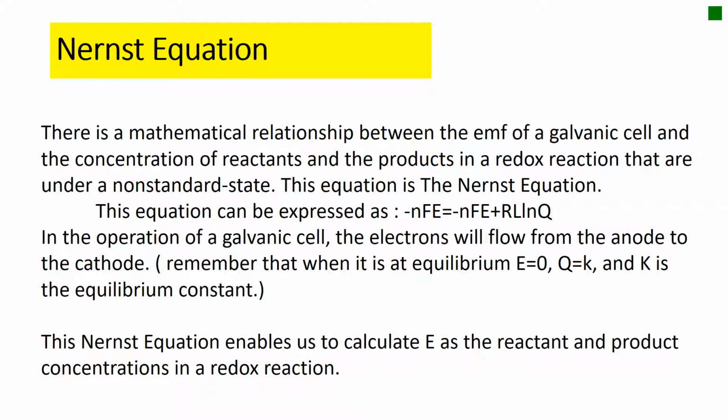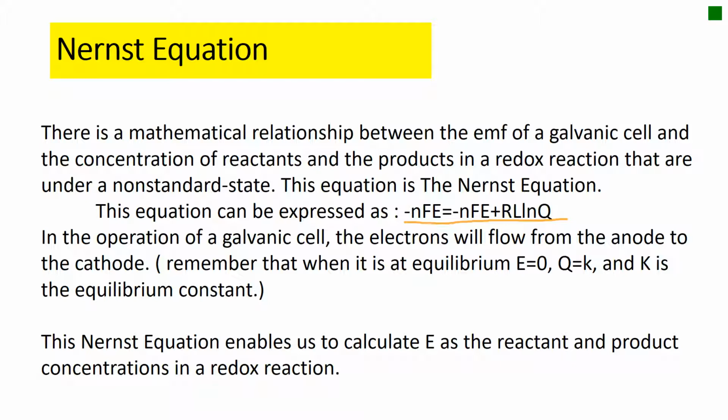I have it right here, annotated. This equation is something very important. As soon as you get all the numbers, you just plug them into this equation and you can use the Nernst equation. This operation is basically simple. It's negative nFE equals negative nFE standard plus RT times the natural logarithm of Q. Not that hard. It's kind of complicated, but still manageable.